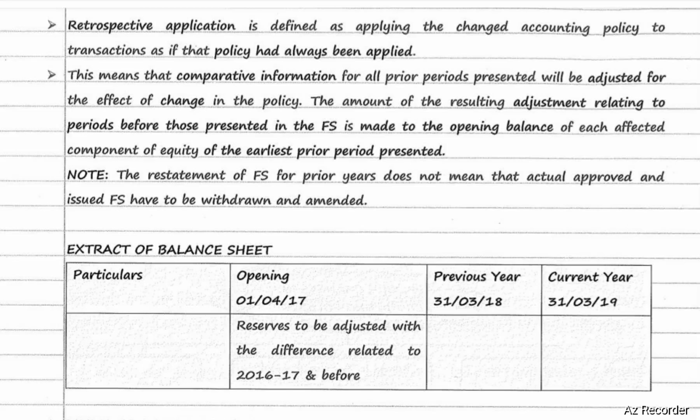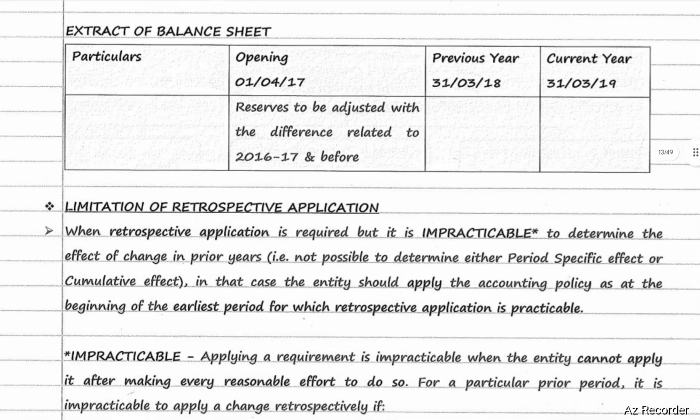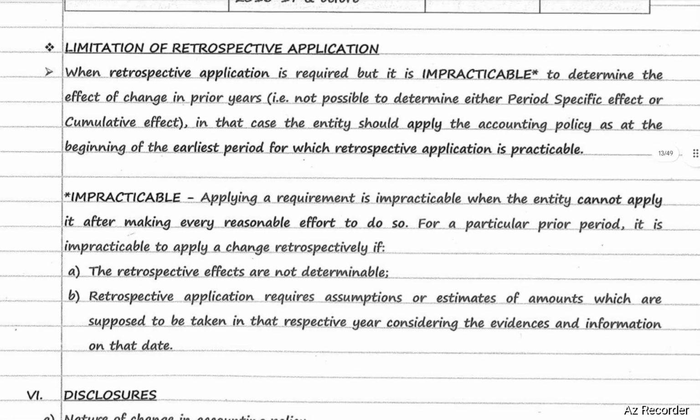The restatement of financial statements for prior years does not mean that actual approved and issued financial statements have been withdrawn and amended. The extract of balance sheet particulars: opening as on 1st April 2017, reserves to be adjusted with the difference relating to 2016-17 and before year; previous year, 31 March 2018; current year, 31 March 2019. What is the limitation of a retrospective application?